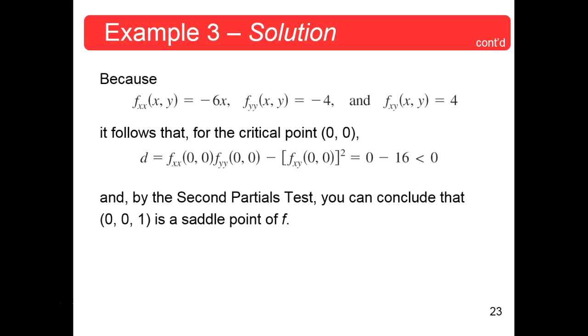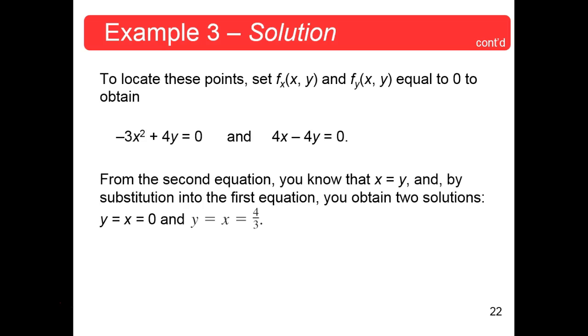So the previous slide got you your 2 critical points. Let's go back just to refresh there. X and y both equal to 0. X and y both equal to 4/3. Exactly what we got: 0, 0 and 4/3, 4/3.